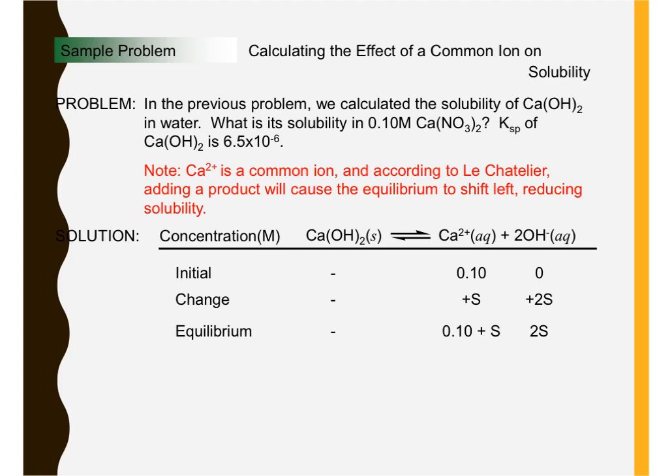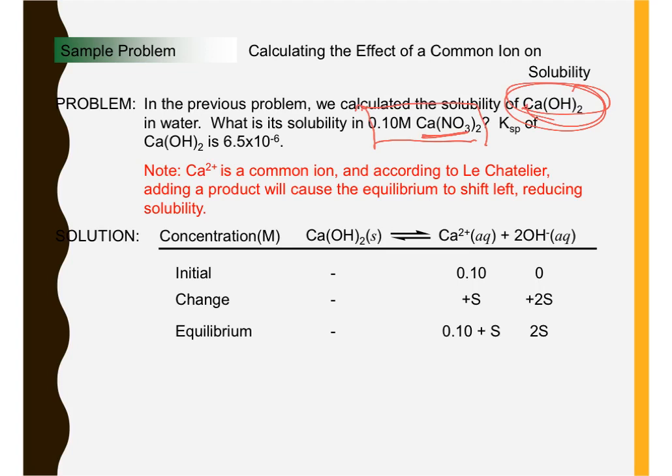Alrighty, so we are now going to combine finding solubility with the common ion effect. What we just did is we calculated the solubility of calcium hydroxide in pure water. And now they're asking, what is the solubility of calcium hydroxide, instead of in pure water, in a solution of 0.1 molar calcium nitrate? This is a higher level question. It's not going to be a major part, but you're going to have some higher level questions on the test.